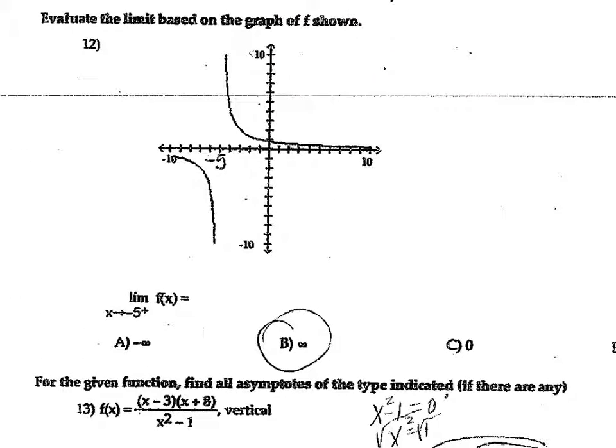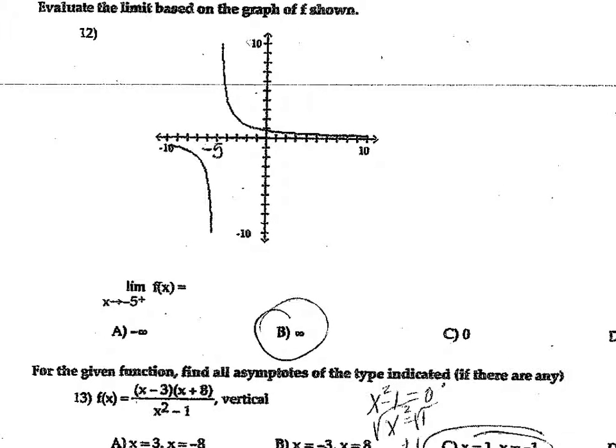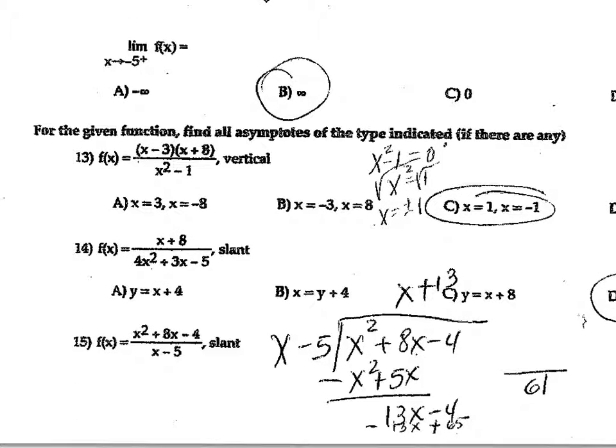Problem number 12, the answer is B. As you approach negative 5 from the right, positive is right, what is happening? It is going up, positive infinity. Number 13, vertical asymptote. Just let the denominator equal 0. That would be plus or minus 1. So those are going to be the vertical asymptotes: x equals 1, x equals negative 1.